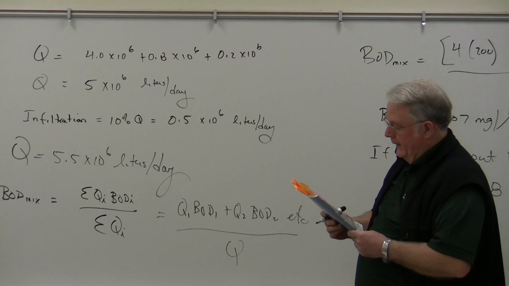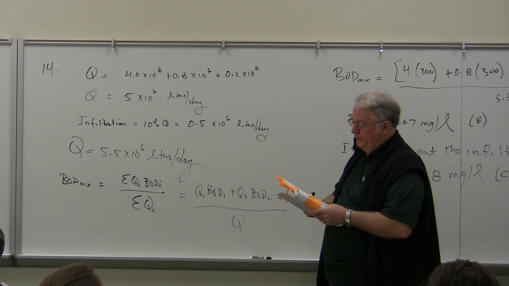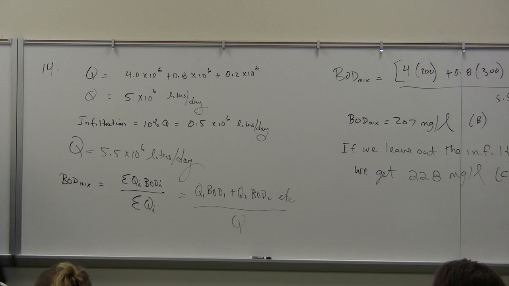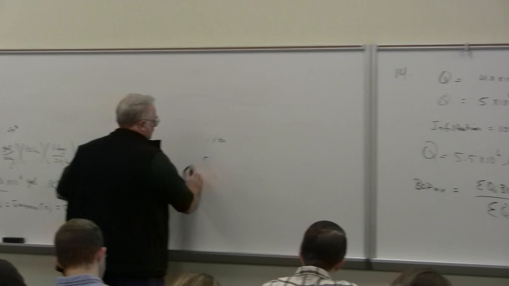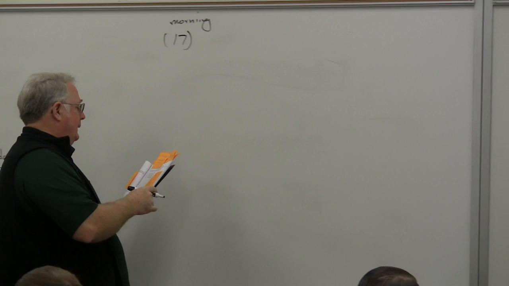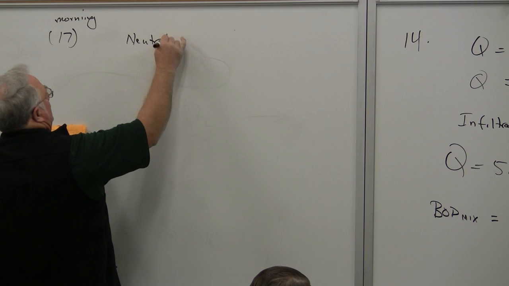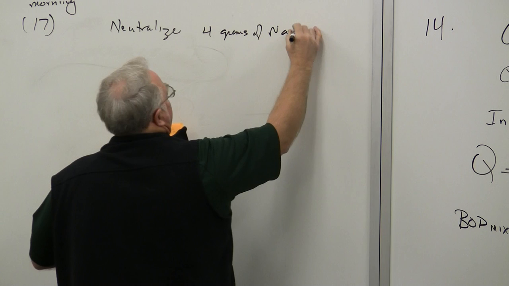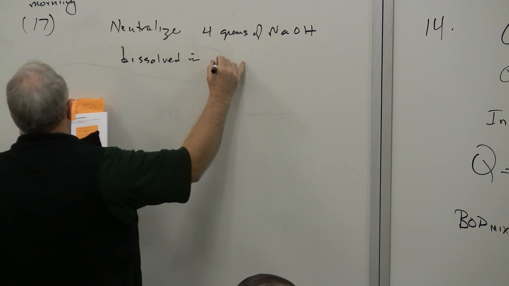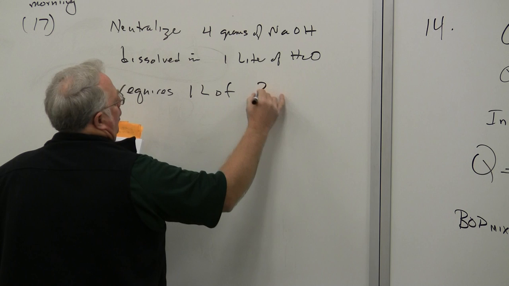In the morning session, they've got some questions that are either chemistry related or water wastewater related. One of these is number 17 on the morning. Now, we've already worked, I believe, 18. We did that last week. So what they say here is that we want to neutralize 4 grams of NaOH dissolved in 1 liter of water. Requires 1 liter of what normal HCl solution?